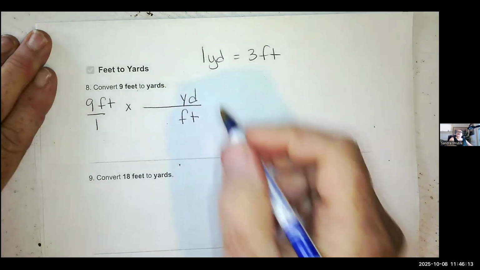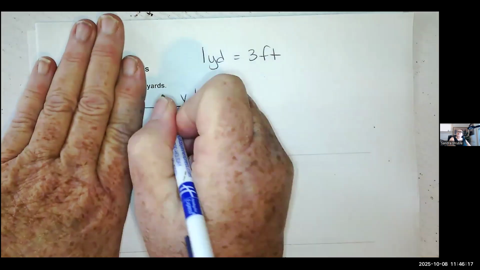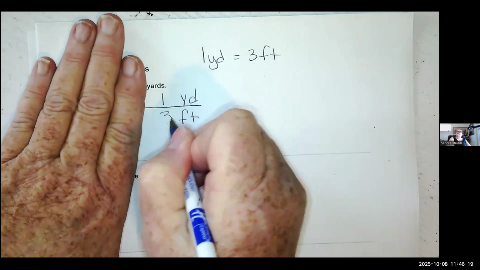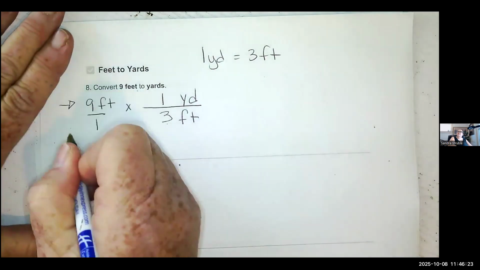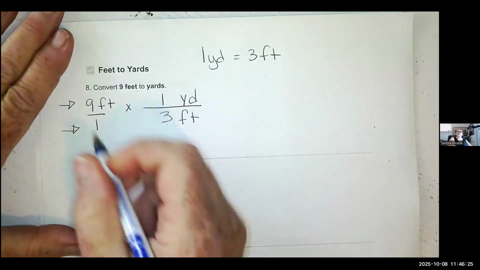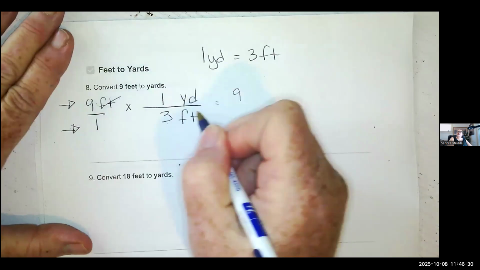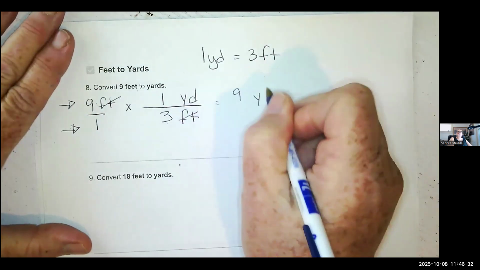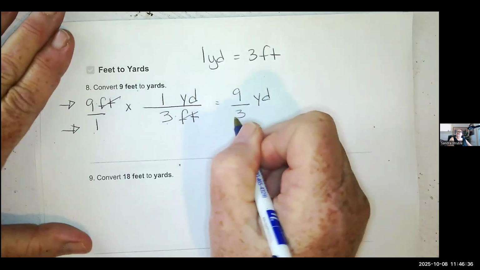Okay. Now, this is where the conversion takes place. This just means I plug in 1 for my yard and 3 for my feet. Once I do that, I can now multiply straight across. 9 times 1 is 9. Feet are gone. I'm left with yards. And don't forget to multiply. 1 times 3 is 3.